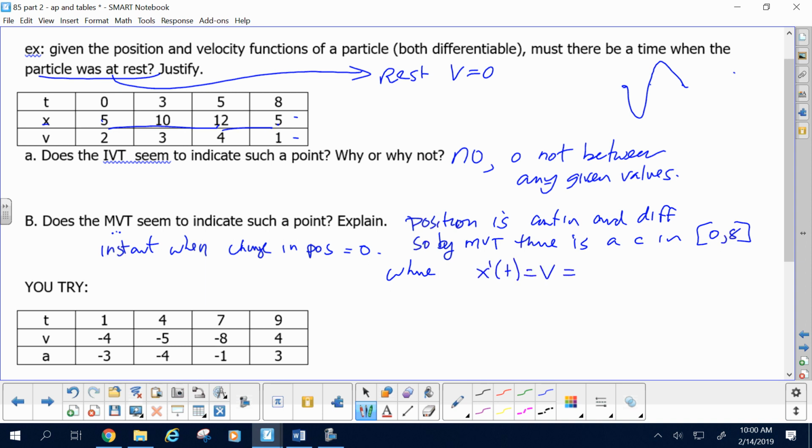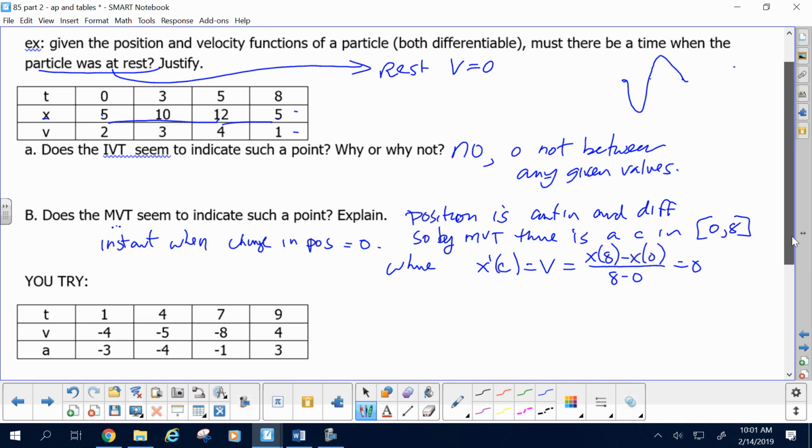V is equal to, now we talk average rate of change, X at 8, the average rate of change over the interval 0 to 8 was, oh, it should be X prime at T, it should be X prime at C, right? And therefore V at C. There's got to be a place where the derivative of position, which is velocity, was 0. You see? You try.